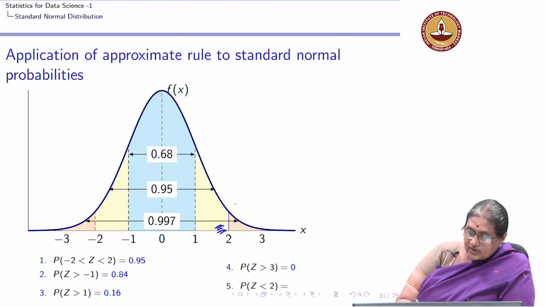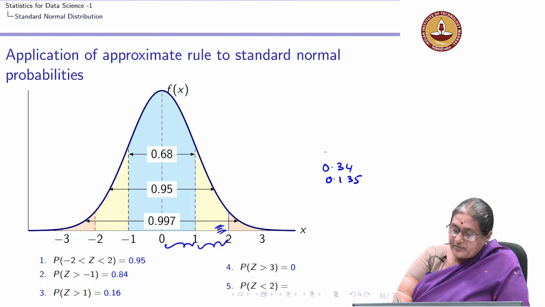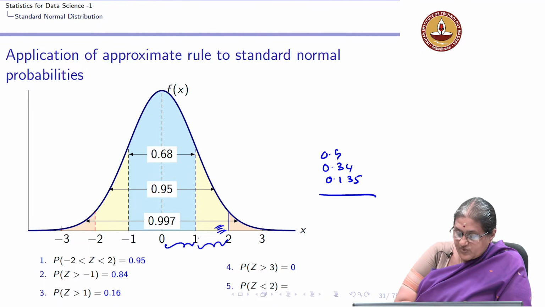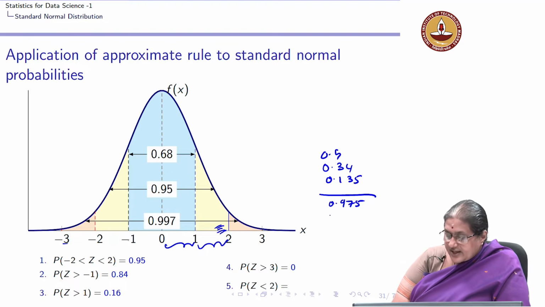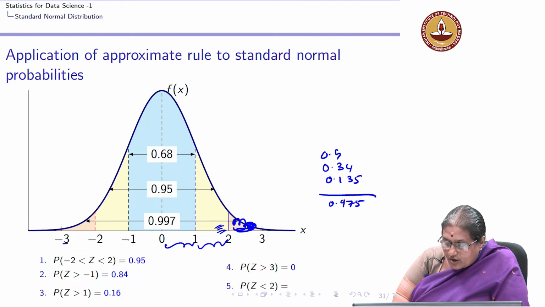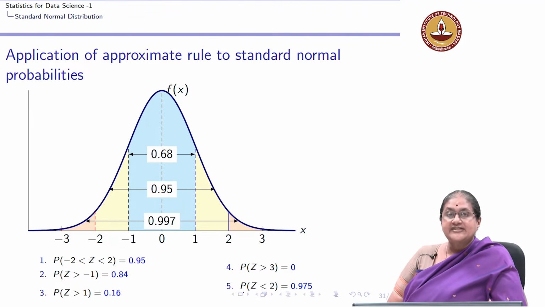For Z less than 2, there are 2 ways to find that out. Again, this I know is 0.34, this I know is 0.135. So, 0.34 plus 0.135 plus 0.5 would give me the value of the probability Z is less than 2, which is 0.975. I can also find that out as this probability of the orange region here is 0.025. So, 1 minus 0.025 is 0.975, which gives me the probability of Z less than 2 is 0.975.